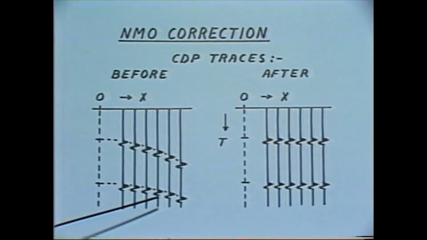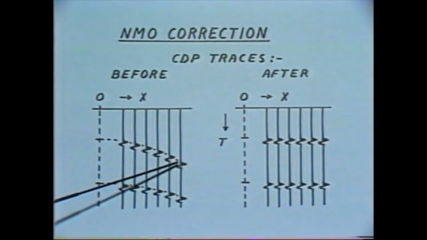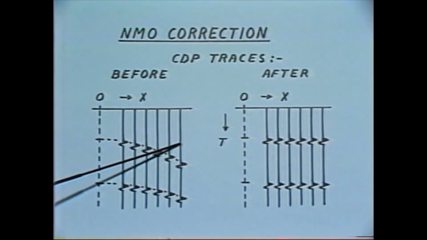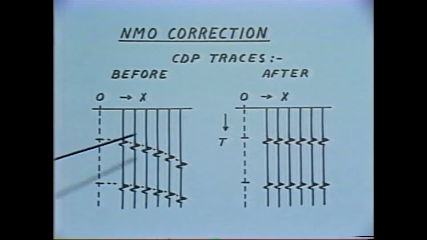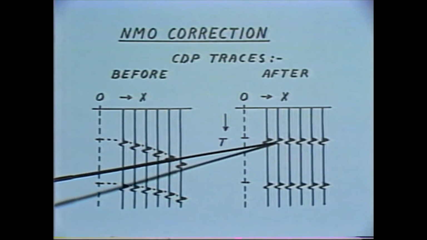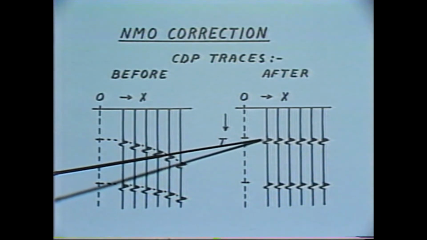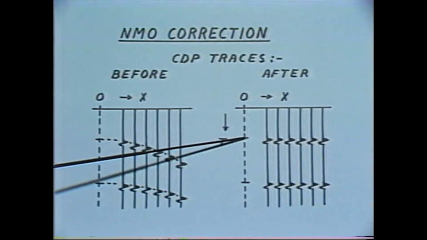The move-out correction simply consists of applying time shifts to the data, to the reflections on the traces, to shift all the reflections to the times that they have or would have on a zero offset trace. So the data on a set of CDP traces looks like this before normal move-out correction. After move-out correction, the reflections look like this. They're all aligned at the time they would have on a zero offset trace if we'd recorded such a trace.